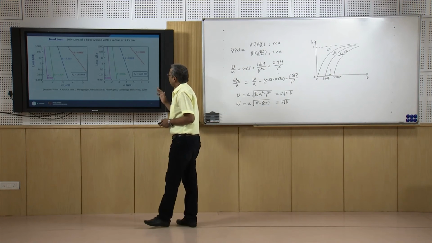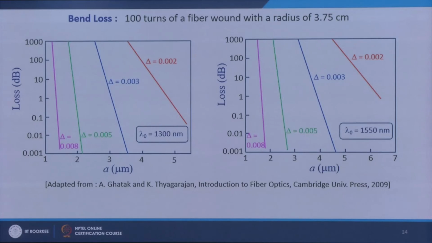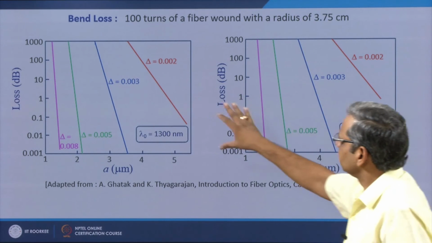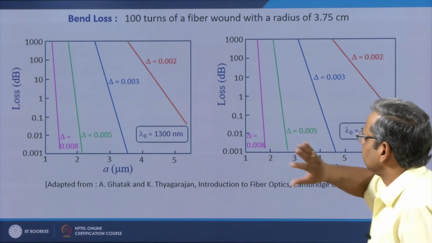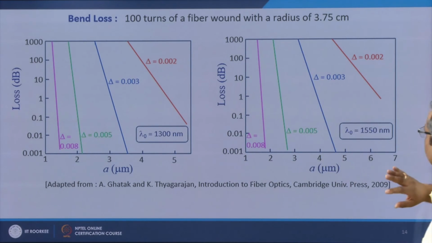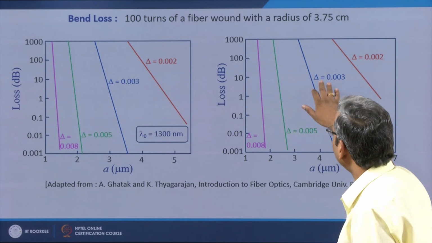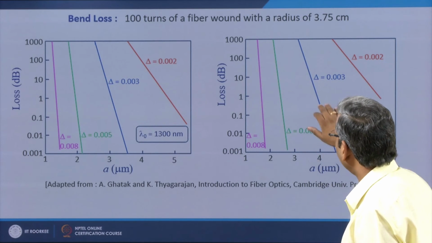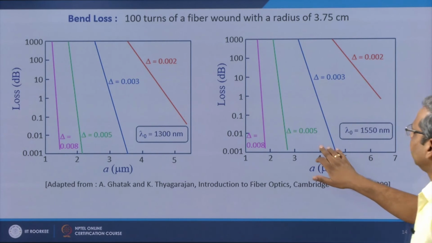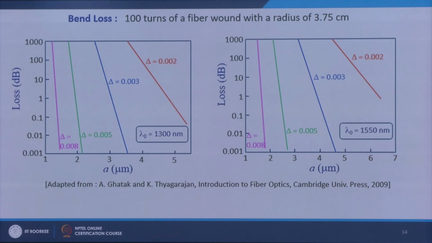Next is how wavelength affects the bend loss. For that I have plotted these curves, these variations at wavelength lambda naught equal to 1550 nanometer also. And what do I see? If I pick up one particular value of delta and one particular value of A, then when I increase the wavelength, the bend loss increases tremendously.